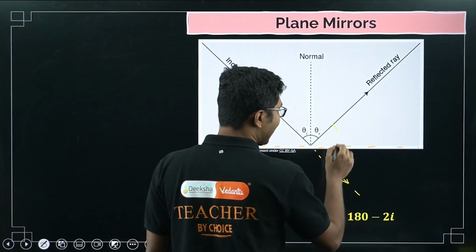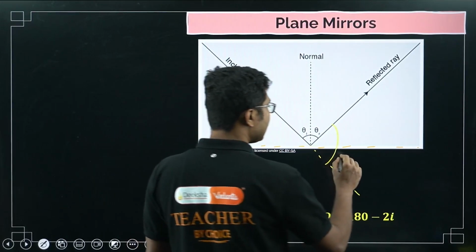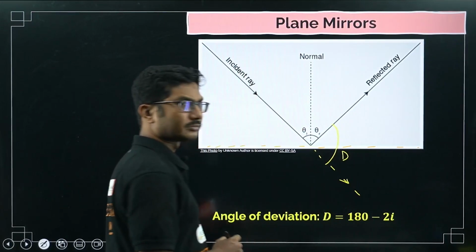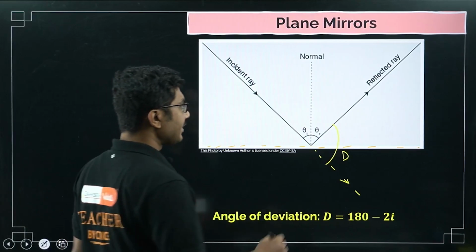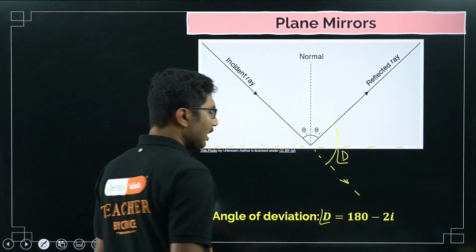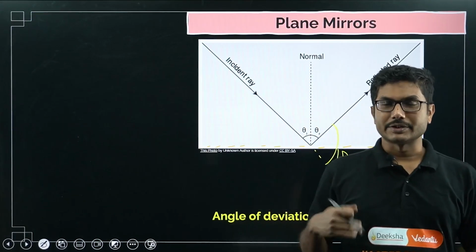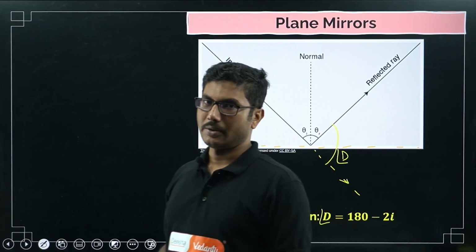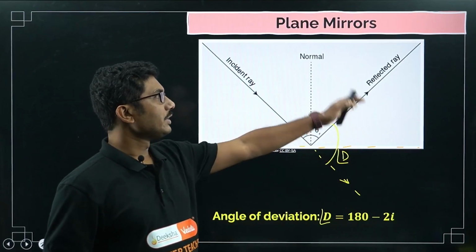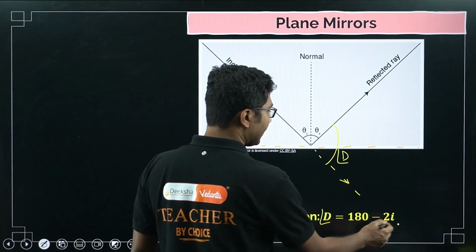So what is that angle? This angle is called the angle of deviation, and this angle is denoted by d. You can mention it like this or like this, both are fine. So the angle of deviation is the angle by which the ray rotates when you place the mirror. This is called the angle of deviation. It is given by 180 minus 2i.